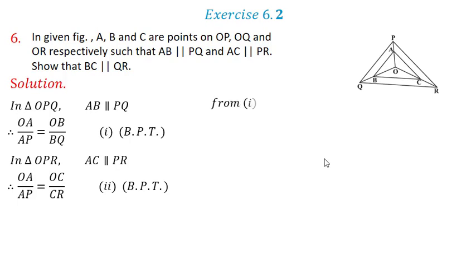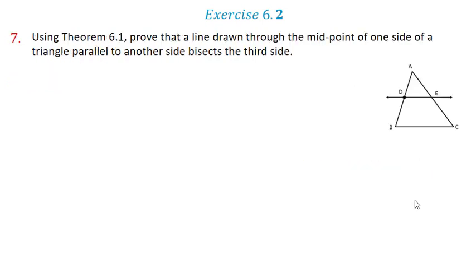Now again, if we look carefully this equation 1 and 2, we can say that OB upon BQ equal to OC upon CR. Now OB upon BQ is equals to OC upon CR. So if you see this triangle OQR, in this triangle ratios are given equal, that is OB upon BQ is equal to OC upon CR. So hence again by converse of basic proportionality theorem, I can say that BC is parallel to QR. Now let us see the seventh question.